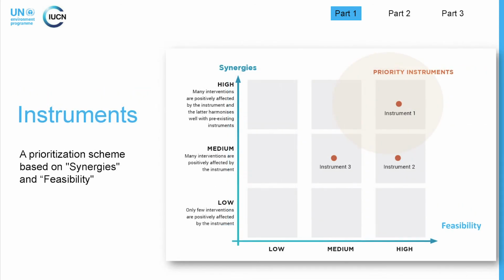So similarly for instruments, we also have a prioritization system based on two criteria. One is the technical, economical feasibility of the instrument, and the other one is the potential for synergies between instruments or synergies with other instruments already in place in the country. Again, this allows to identify priority instruments associated with priority interventions in a sort of funneling system.